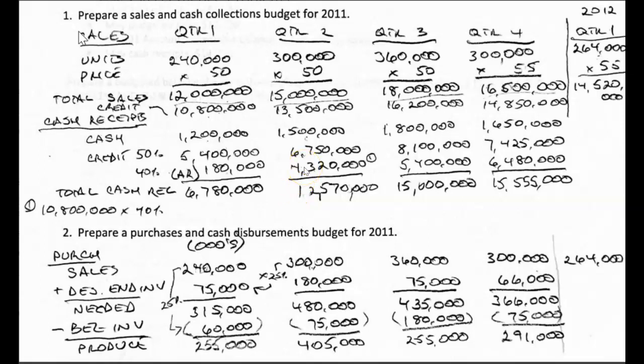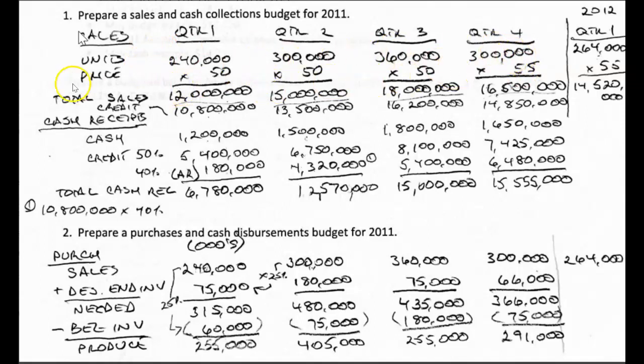Okay, this is the review problem from the notes, page 3, and it's a nice example of a sales cash collections budget and then purchases cash disbursements. It starts out with sales, and you want to remember when you're doing budgeting to always distinguish between units and dollars. Generally your budget should start out with units, and then apply a dollar amount to it.